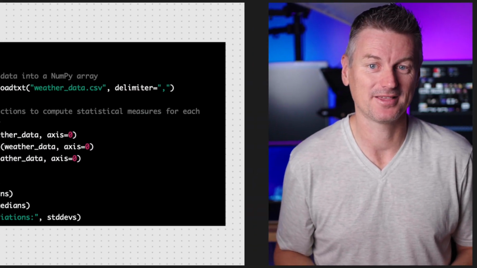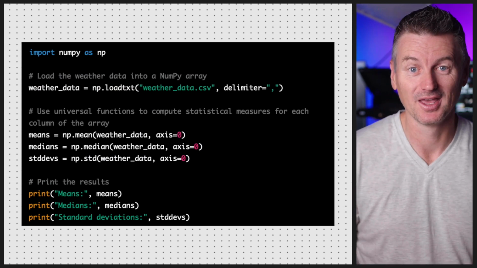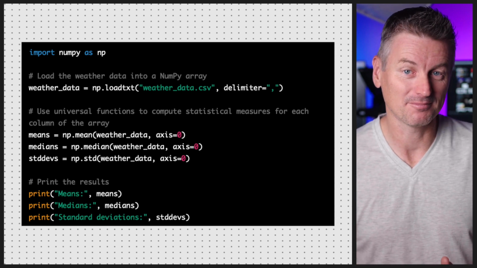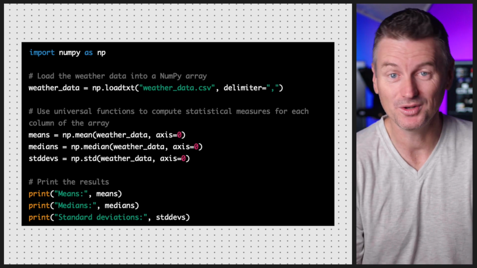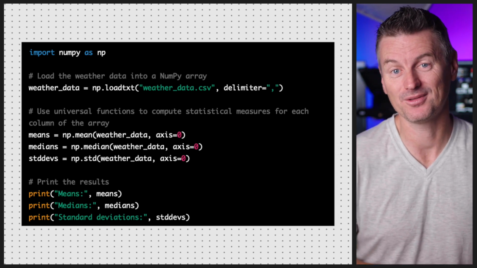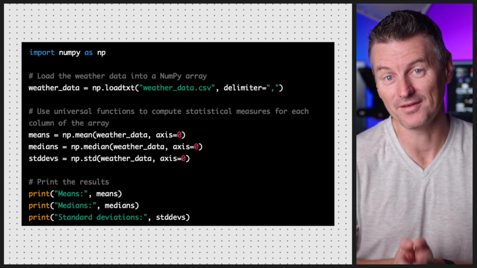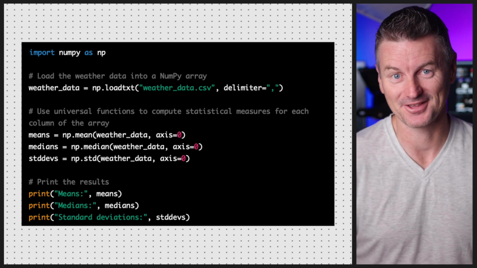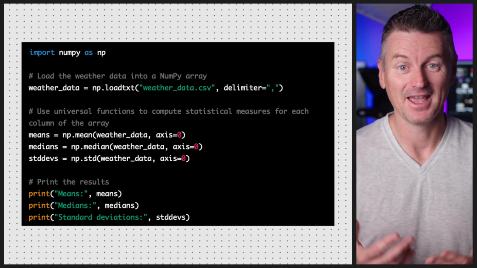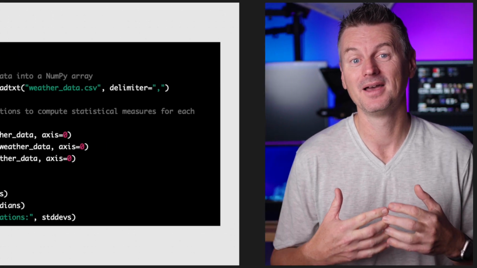Suppose you're working with a large data set of weather measurements, such as temperature, humidity, precipitation, that sort of thing. You want to use this data to build a predictive model that can forecast the weather for the next week. And to do this, you could use NumPy's universal functions to quickly compute statistical measures such as the mean, median, and standard deviation for each of the weather variables in your data set. You could then use these measures to help understand the characteristics of the data and to build your predictive model. In this case, the convenience and efficiency of NumPy's universal functions would make them an essential tool for your analysis.